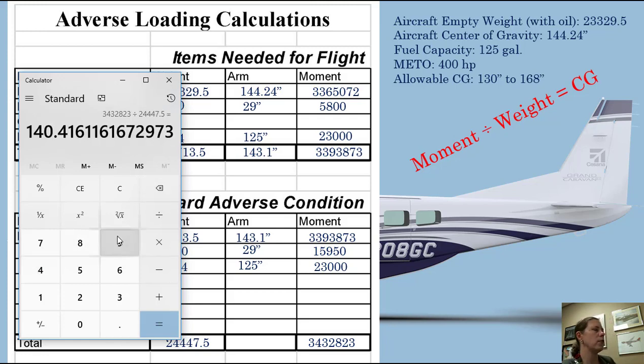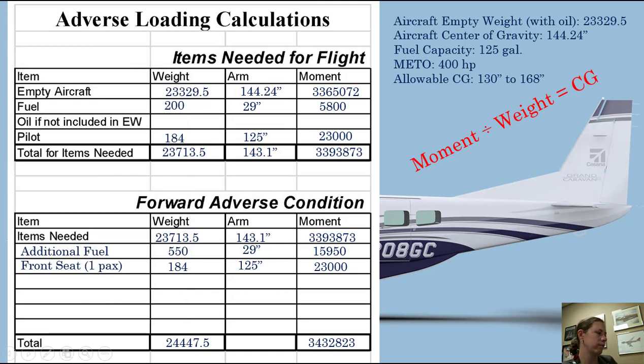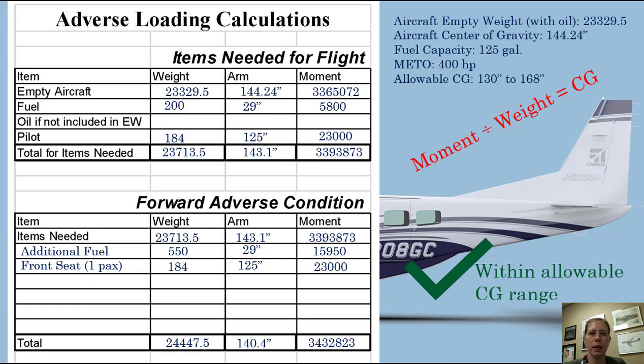And we get 140.4. Good. So we can write that on my form. Now, we also want to check to be sure that that's within our allowable center of gravity range. And it is, because our allowable center of gravity range falls from 130 inches to 168 inches. So it is within our allowable range. Okay, now that was our forward loading calculation.